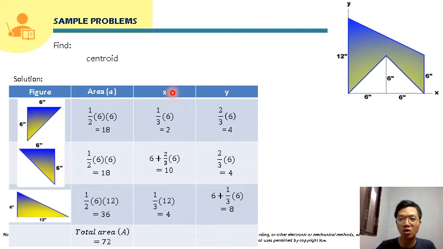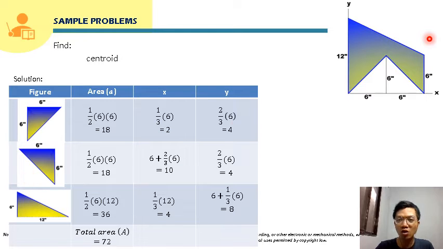Now for the x-coordinate, for this triangle, its centroid will be somewhere here, right? So its x-coordinate will be that distance. The x-coordinate for this will be 1/3 of this side, which is 6. So this will be 1/3 of 6, so that will be 2.